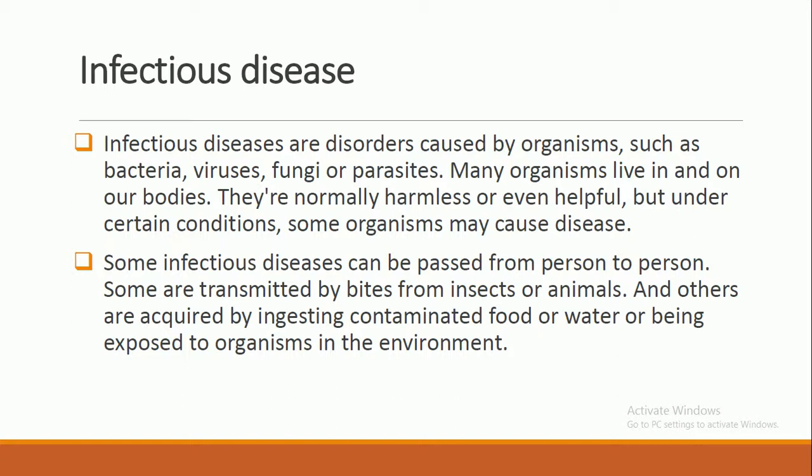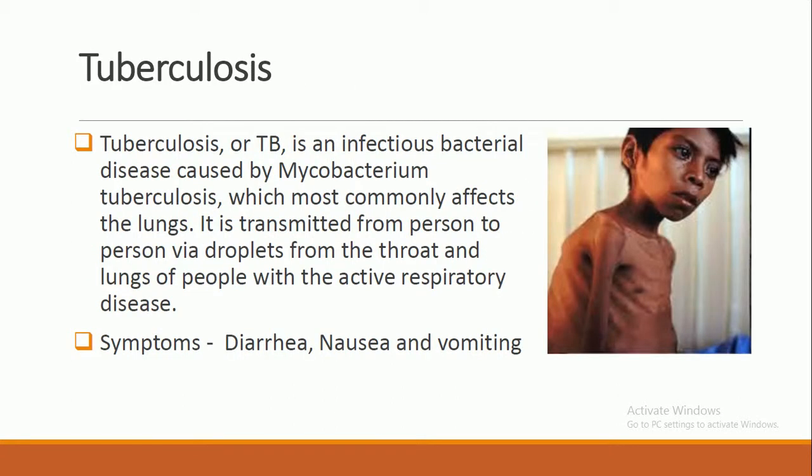Some infectious diseases can be passed from person to person. Some are transmitted by bites from insects or animals. And others are acquired by ingesting contaminated food or water or being exposed to organisms in the environment. Now let's get a knowledge about some infectious diseases.